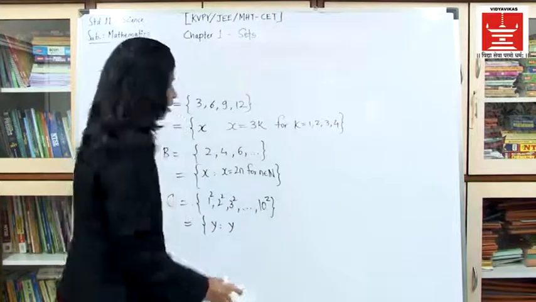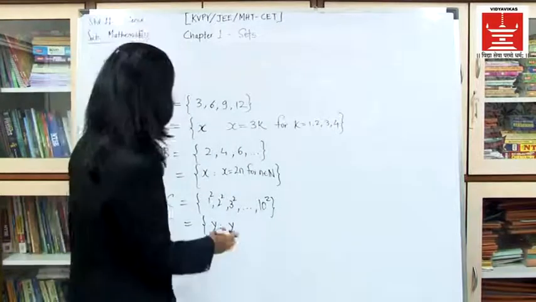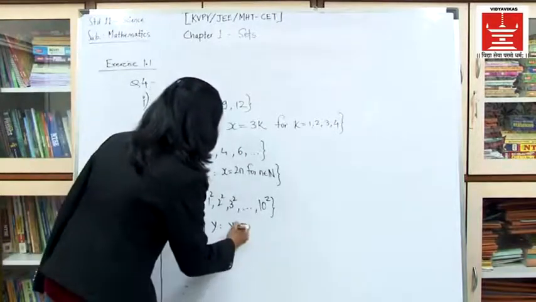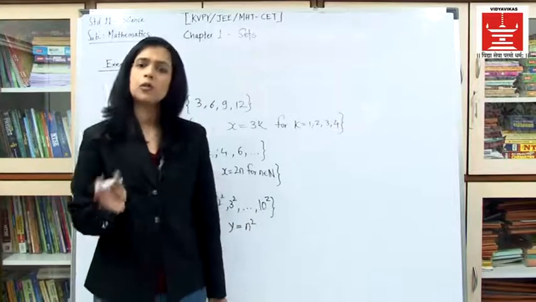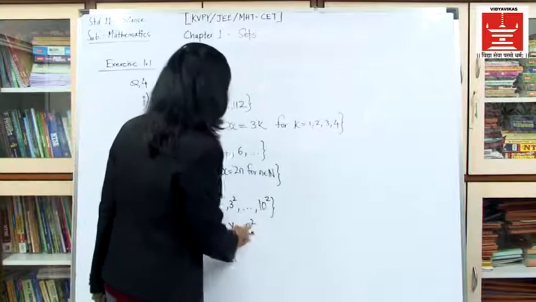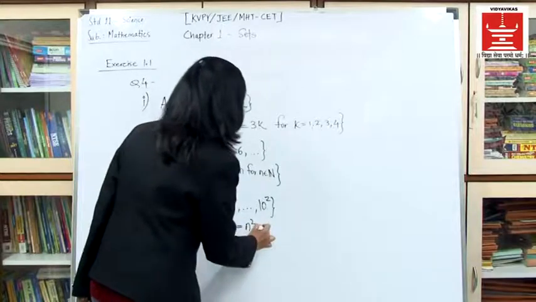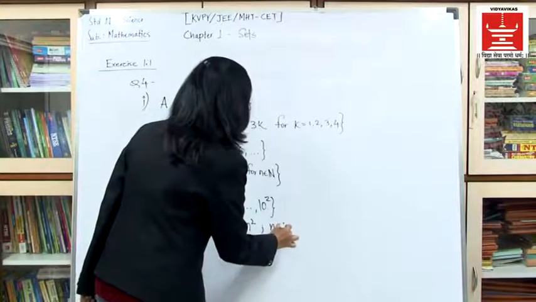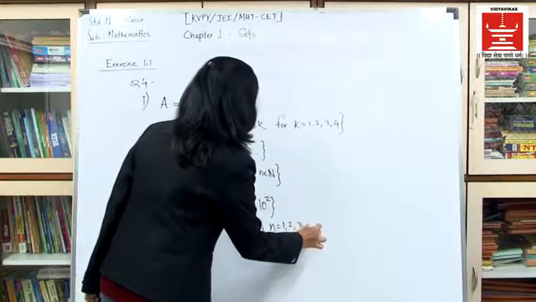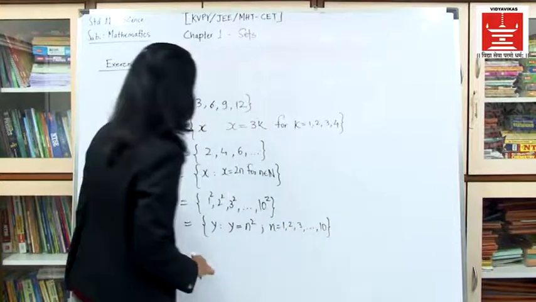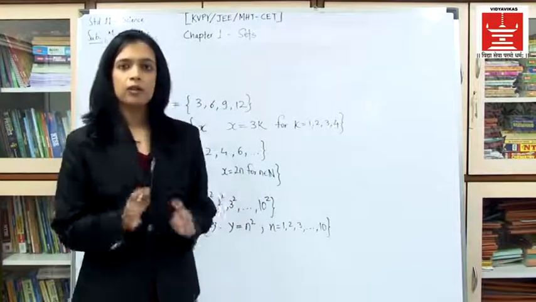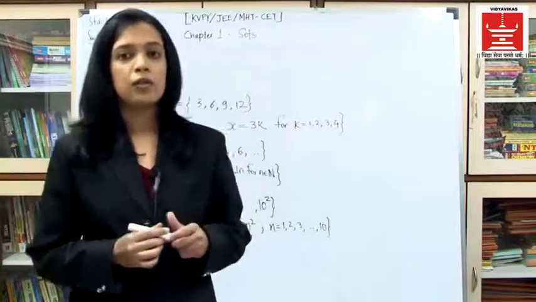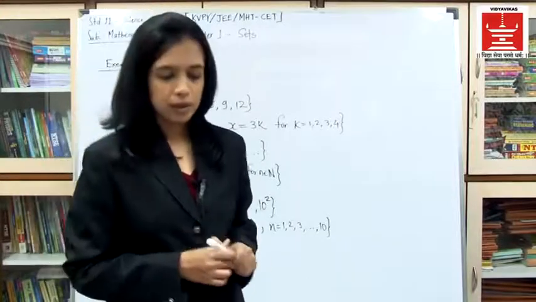You can also have the simplified version of it. You can say it is the collection of all y's such that y is equal to n square. So no need to introduce one more variable. You can simply say y is n square, where n is 1, 2, 3 up to 10, a natural number. 1 square, 2 square, 3 square gives you the entire list of elements of this set. Okay.